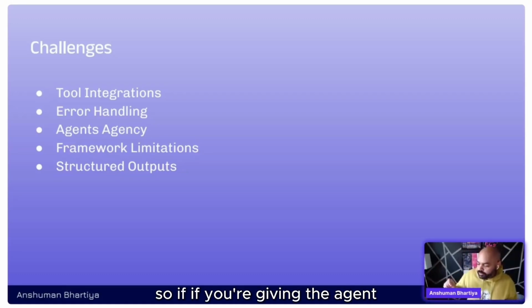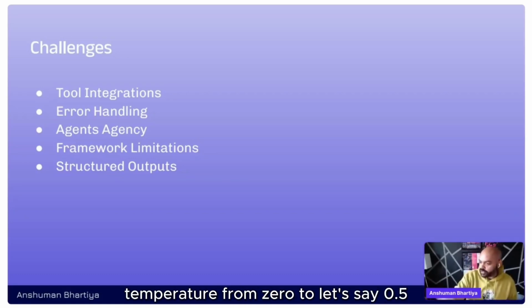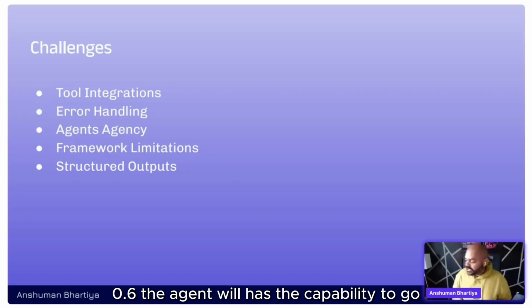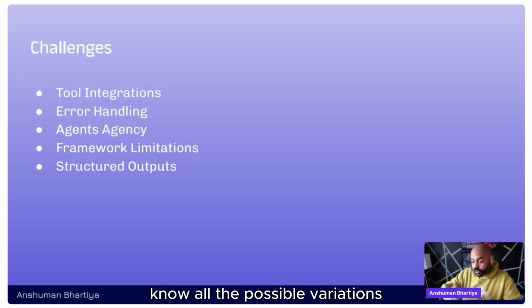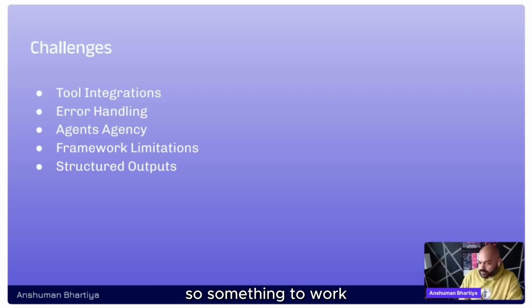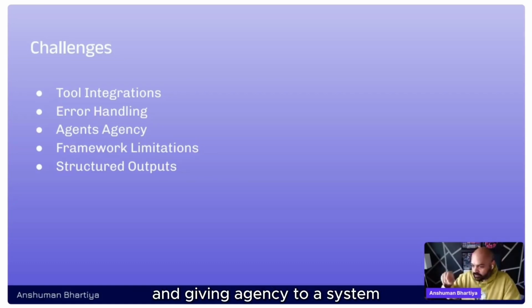So if you are giving the agent slightly more agency by increasing the temperature from 0 to, let's say, 0.5, 0.6, the agent has the capability to go totally off base and do things that it's not supposed to. But I think that is required for certain use cases where you don't necessarily know all the possible variations, but the agentic system might be smart enough to figure them out. So it's worth thinking about how you give agency to a system.